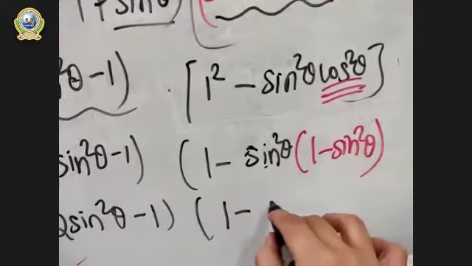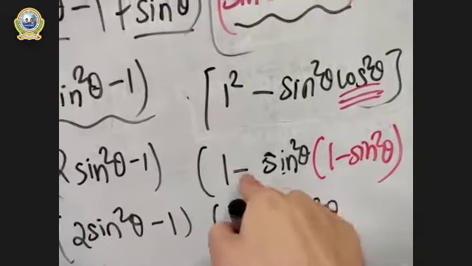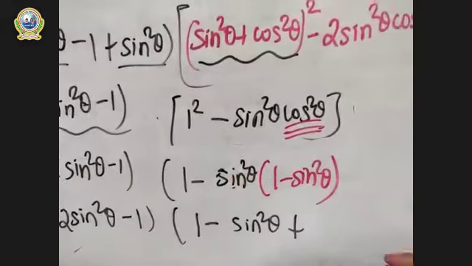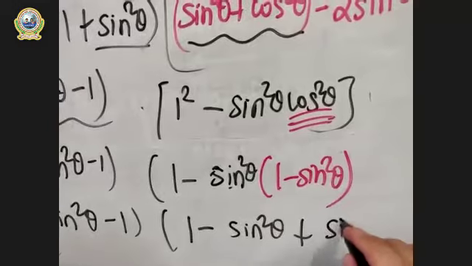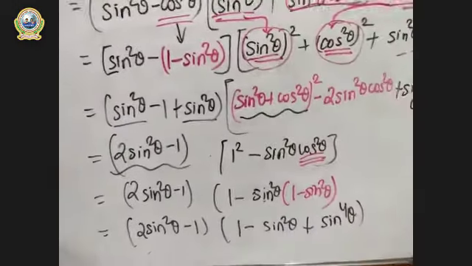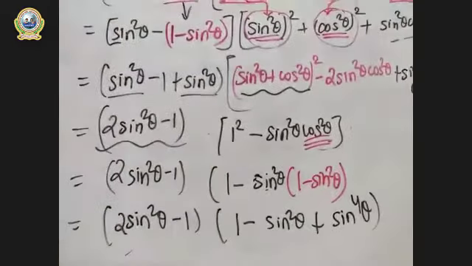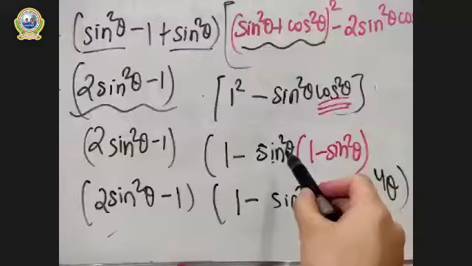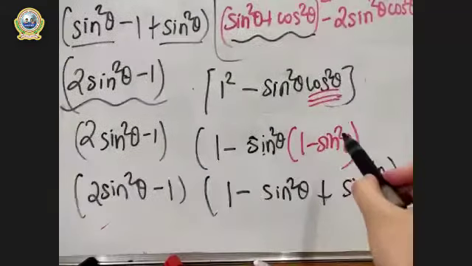Sine square 1 is sine square theta, and minus minus will be plus, and sine square into sine square will be sine 4 theta, right? It will be sine 4 theta. Are you clear up to here? Look at this properly. Sine square theta minus 1 is as it is. 1 minus sine square theta. Cos square has been converted into 1 minus sine square.